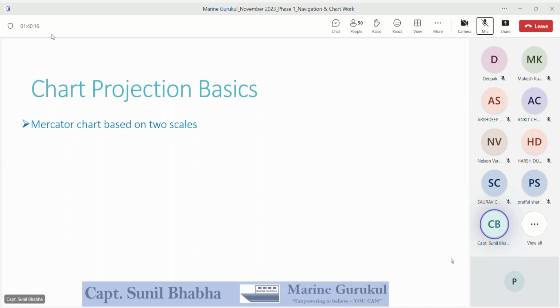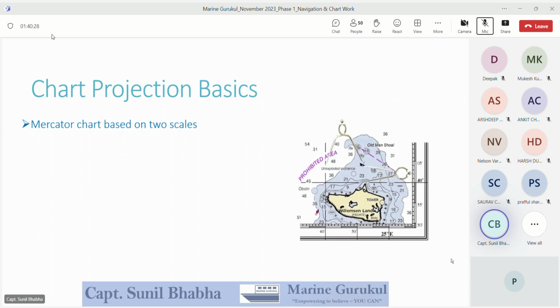Now for solving this question, we need to be familiar with the concept of Mercator chart, how the scales are used on a Mercator chart. So let's have a look. Let's see a Mercator chart here on the screen. You can see a small part of the Mercator chart here on the screen.